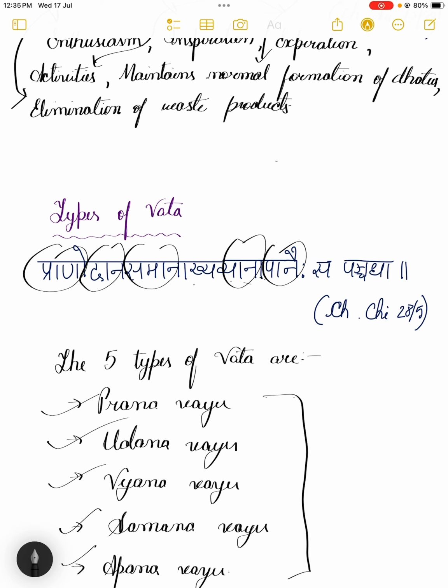You can also remember the names of these five Vata with the help of a mnemonic, PUVSA, where P stands for Prana, U stands for Udana, V stands for Vyana, S stands for Samana and A stands for Apana. Thus, the five types of Vata have also been explained.